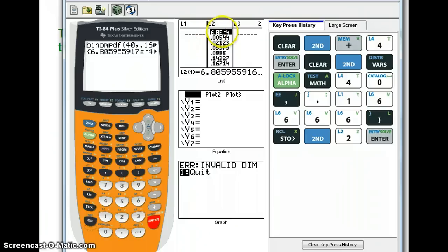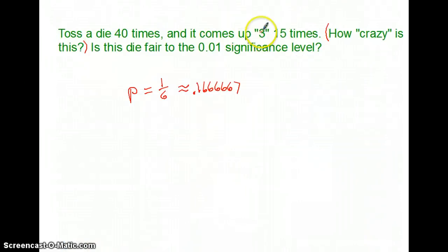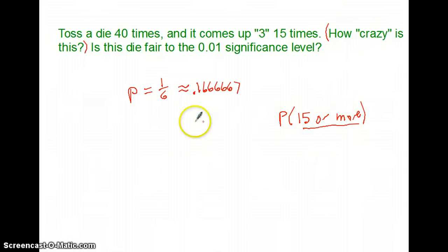So there's the probability that I never roll a 3. Here's one 3, here's two 3s, here's three 3s. Now the hypothesis I'm testing here is that I think this die is unfair because it has too many 3s. So I really want to know what's the probability of getting 15 or more 3s. Like, how often does that happen? That's the crazy end I care about here.